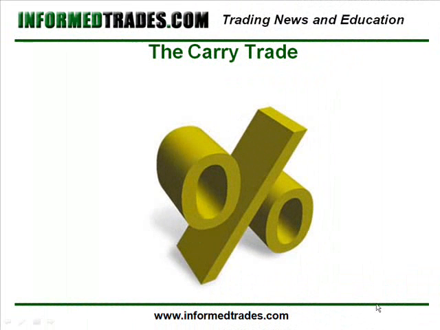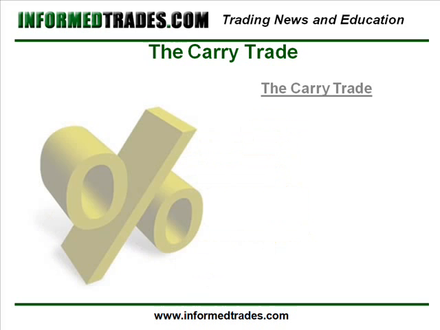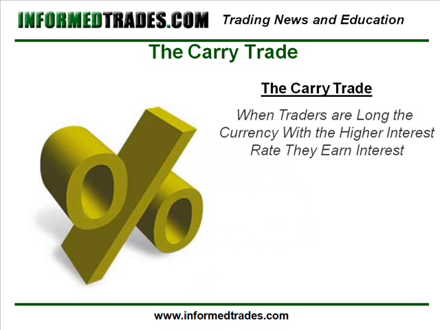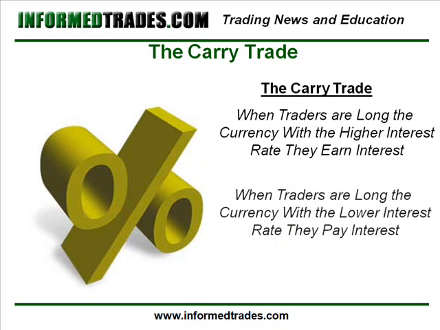As we learned in our lessons on how rollover works in Module 2 of this course, when holding a position past 5 p.m. New York time, traders earn interest when they are long the currency with the higher interest rate. Conversely, when traders are long the currency with the lower interest rate, they pay interest when holding a position past 5 p.m. New York time.